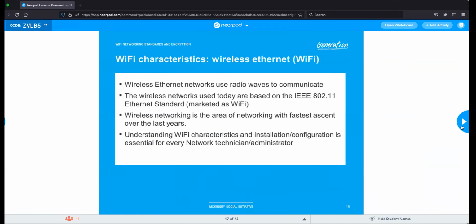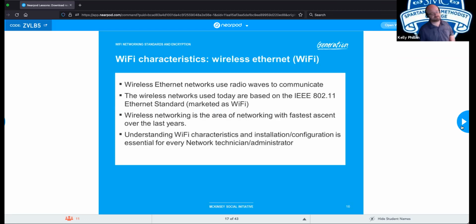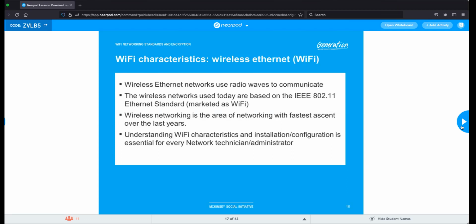Wireless Ethernet networks use radio waves to communicate. You want me to do the whole slide? Yes, please. Okay. The wireless networks used today are based on the IEEE 802.11 Ethernet standard, marketed as Wi-Fi. Wireless networking is the area of networking with the fastest ascent over the last years. Understanding Wi-Fi characteristics and installation/configuration is essential for every network technician/administrator.